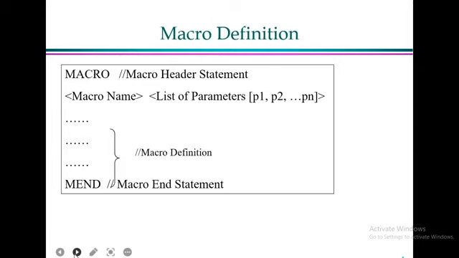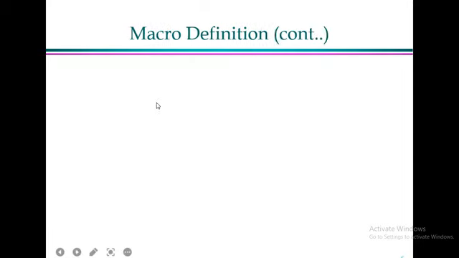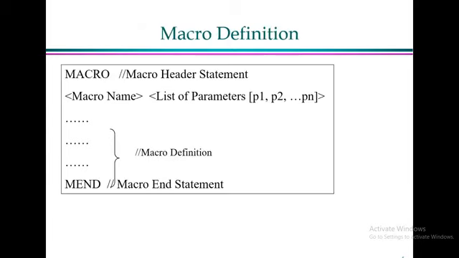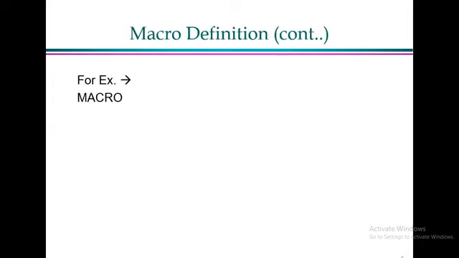So firstly in the header, the MACRO keyword is there which shows the macro. After that the name of the macro, and after the name of the macro, this is the list of parameters. Then the macro definition is there, and at last END is a keyword which shows the macro end statement. Now see the example.